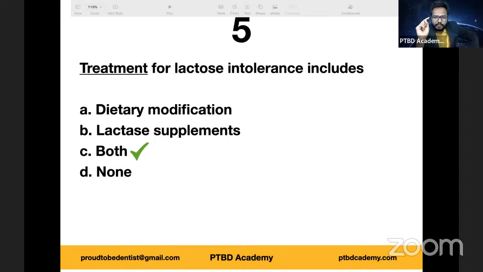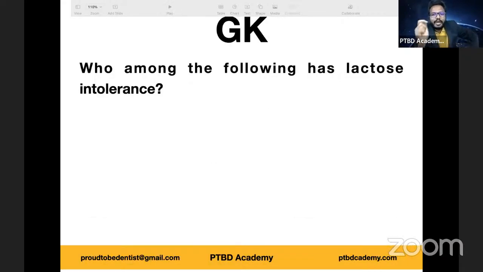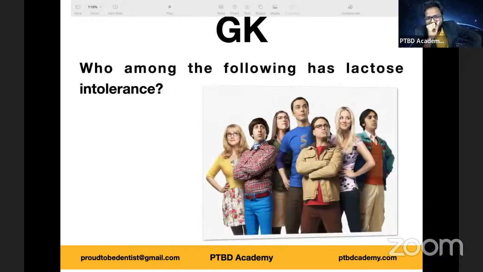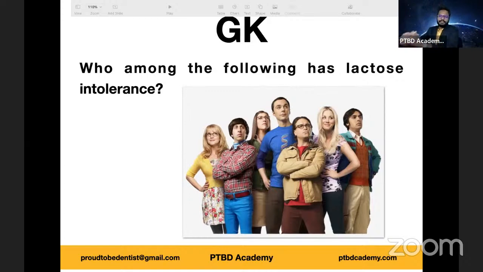And before we conclude, before I give you some homework questions, you have the following question. Who among the following has lactose intolerance? This is a very, very important general knowledge question. Big Bang Theory fans would definitely answer this. Do you want me to name them? Of course, fans would obviously know all the names. Let's start from the left of your screen, then move to the right. You have the following options. Extreme left, Bernadette. And then you have Howard, Amy, Sheldon, Leonard, Penny, and to your extreme right, Indian Raj.